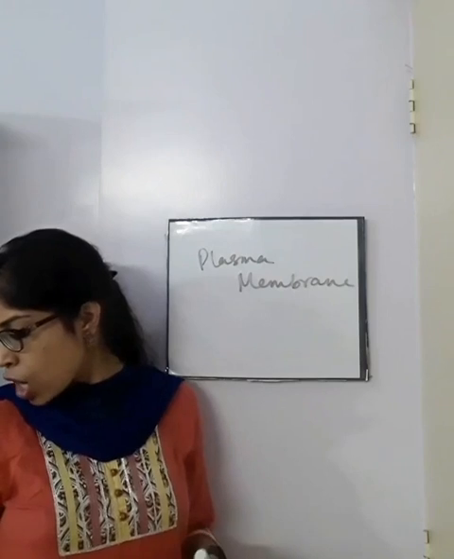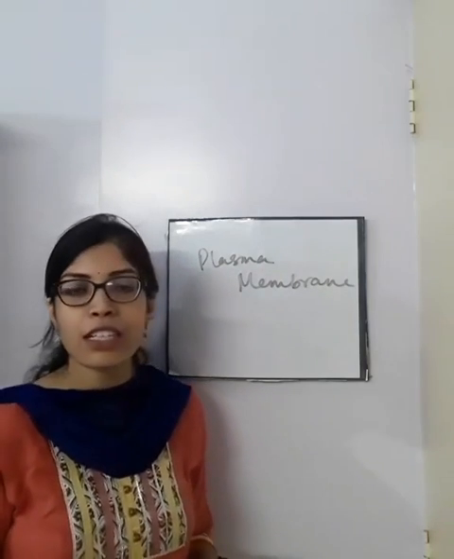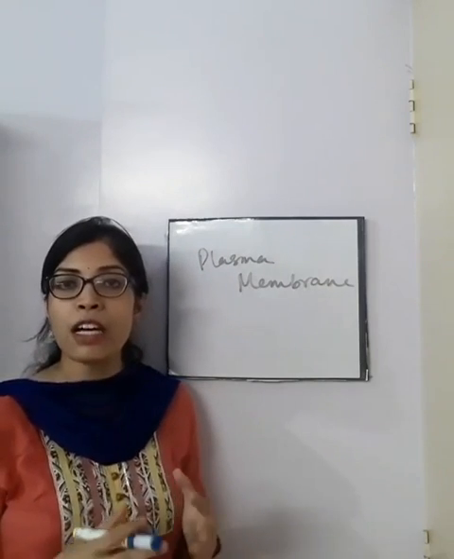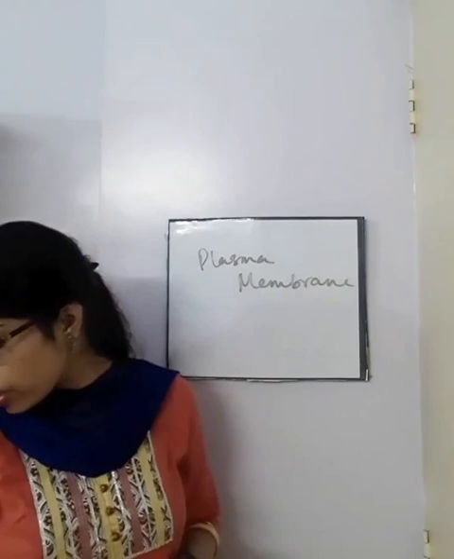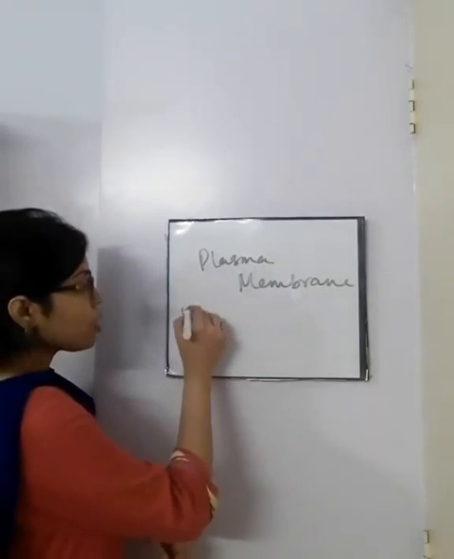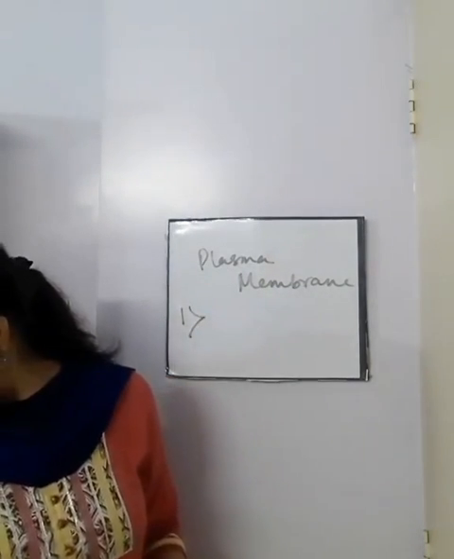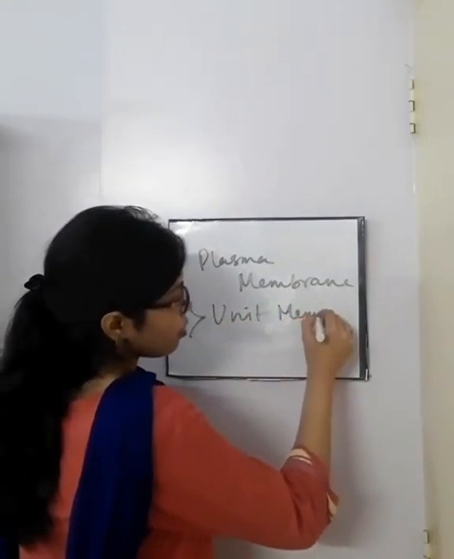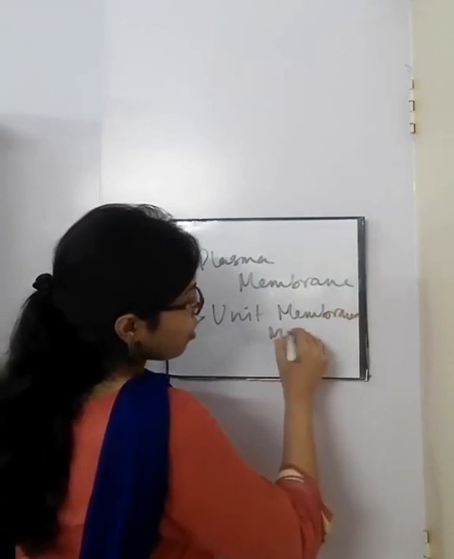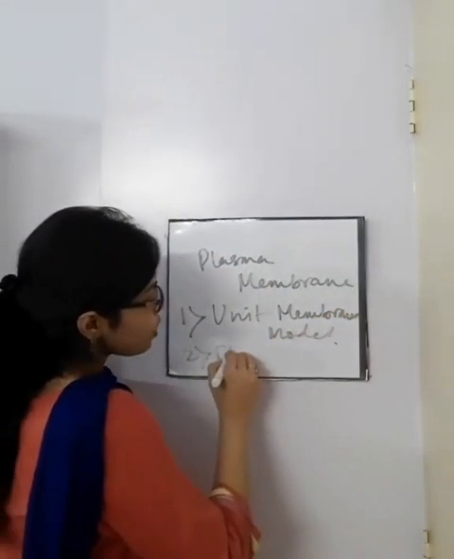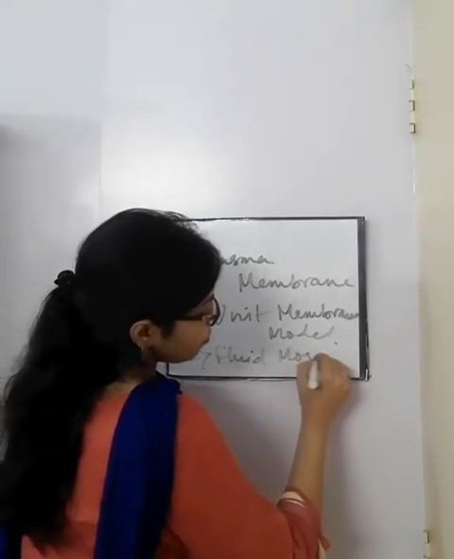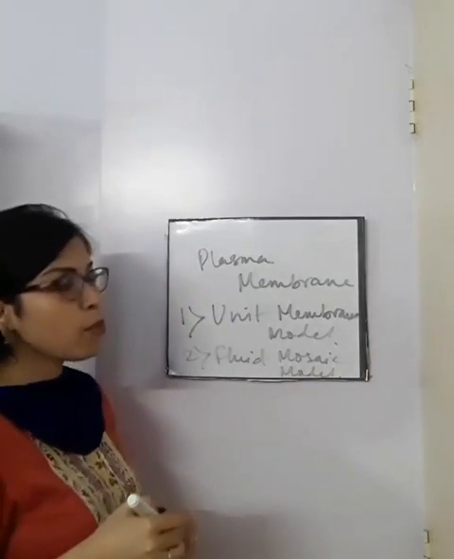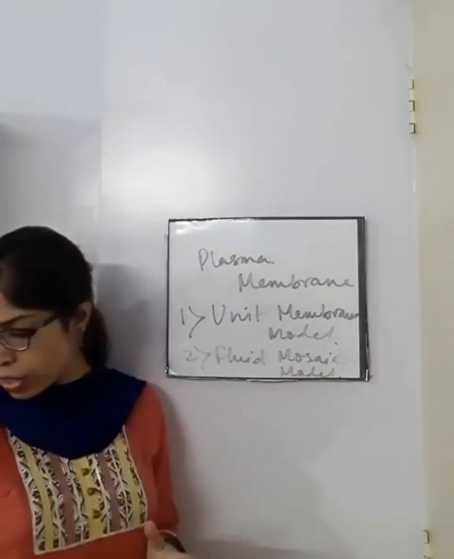Now we will learn the structure of the plasma membrane. There are two very famous models of plasma membrane. Number one is the unit membrane model by Robertson, and number two is the fluid mosaic model. So let's start with the unit membrane model of the plasma membrane first.